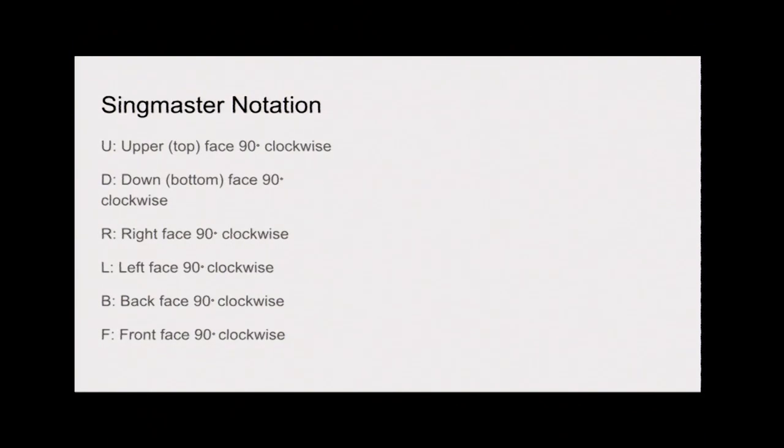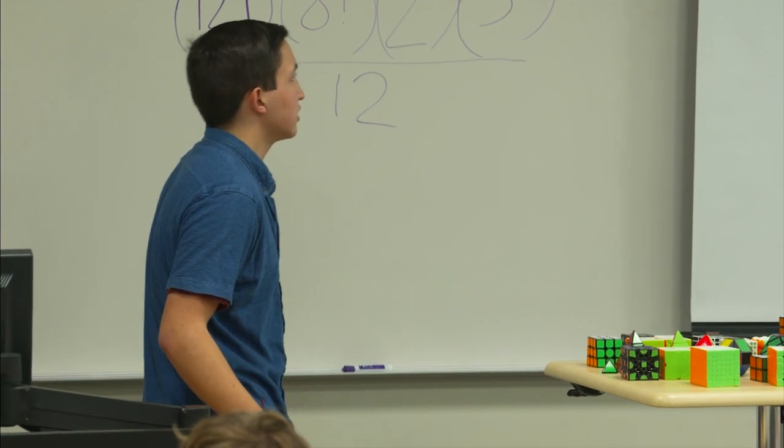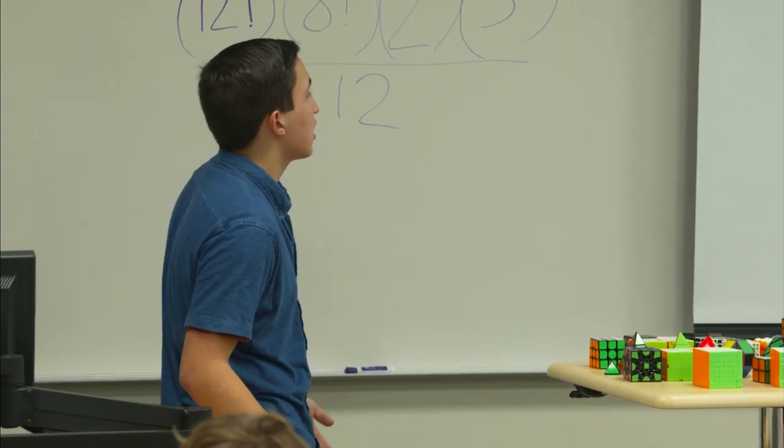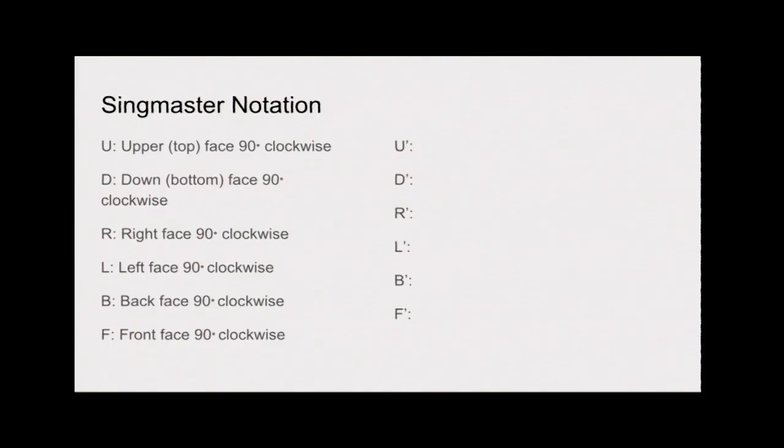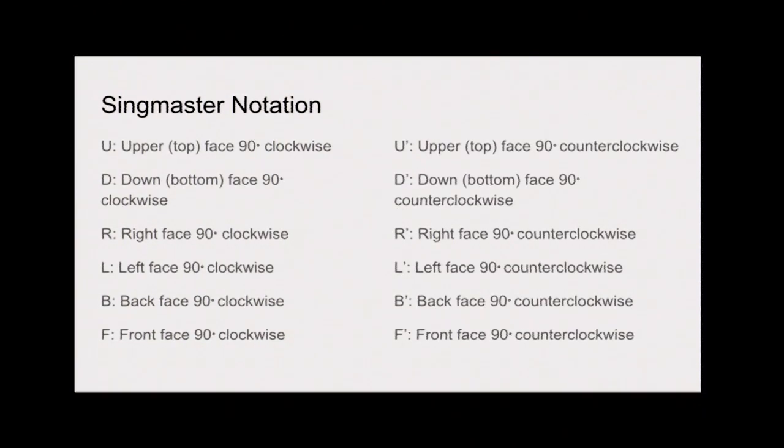If you want to go counterclockwise, all you do is add an apostrophe on the end of these letters. That's U prime, D prime, R prime, that's how it's read, and it just means the same thing, but counterclockwise. If you want to do 180 degrees, you just put a 2 on the end. So U2, D2, R2, L2, and that's how it's read. That's how I memorize these different algorithms.